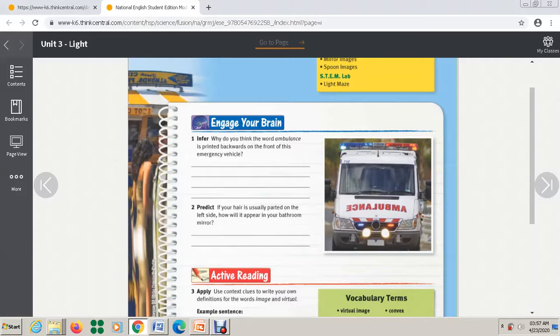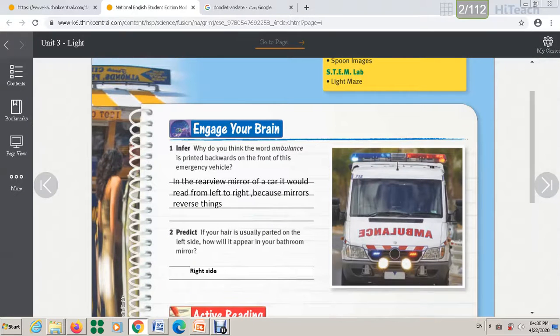So these are the answers, just copy them. The rear view mirror of a car, it would be written from left to right, because mirrors reverse things. The second one, right side. Let's move together to page 106.